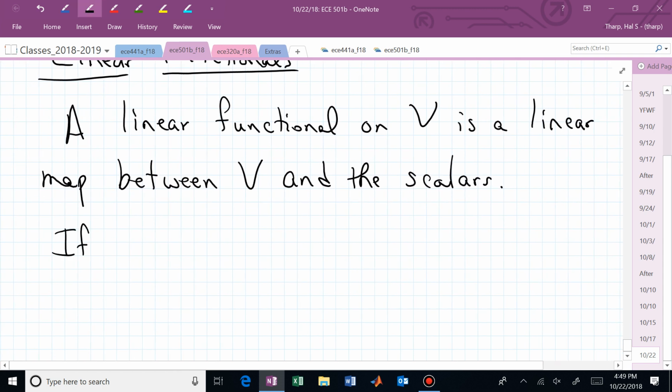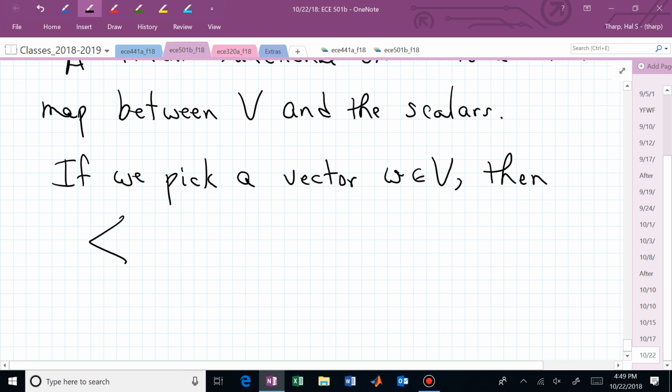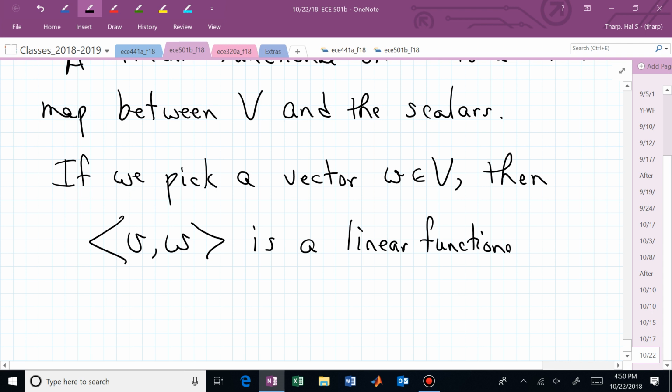If we pick a vector w in our vector space V, then if we look at the inner product of v with w, that will map any v into a scalar. That's what the inner product does. And this actually then is a linear functional on our vector space V. That shouldn't come as any surprise. This is just a way to map a vector v onto scalars through the inner product.